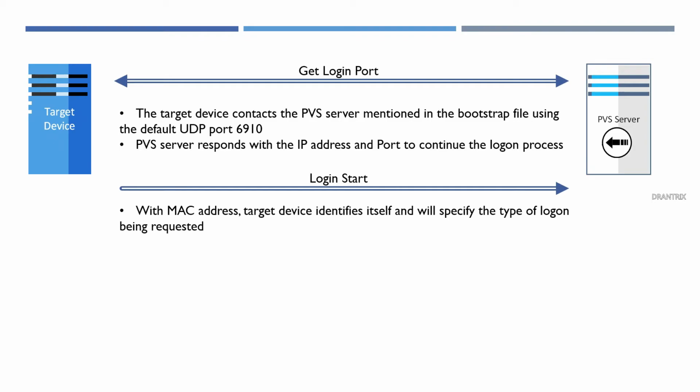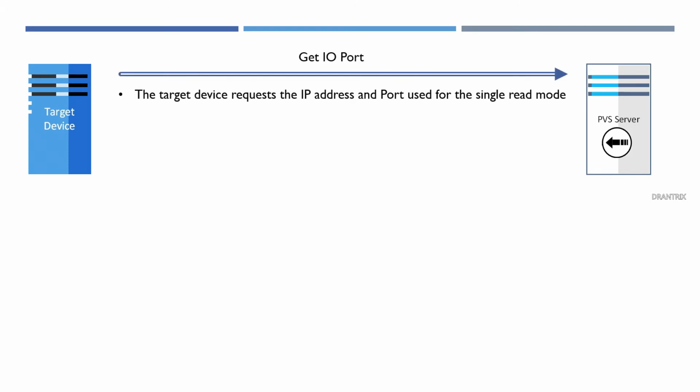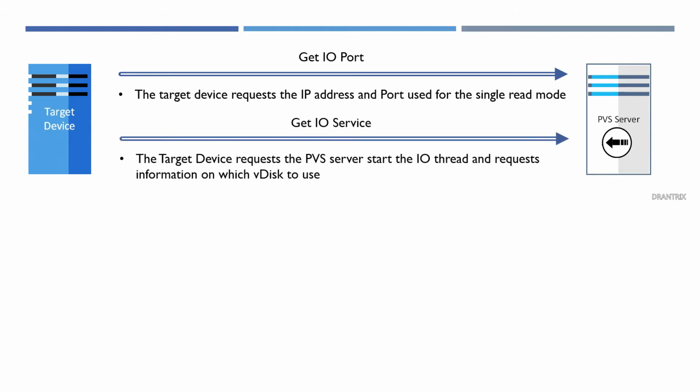Next is login start, and here, with the MAC address, the target device identifies itself and specifies the type of logon being requested. Next, the PVS server moves the target device from the login thread to the IO thread, and the PVS server replies with all the disk information, client and policy information needed. The target device requests the IP address and port number used for the single read mode, and also requests the PVS server to start the IO thread and requests information on which vdisk to use.